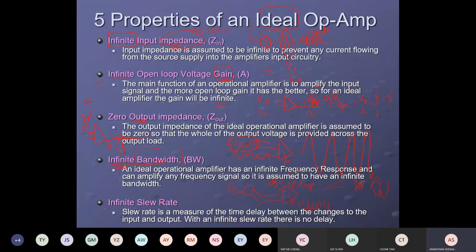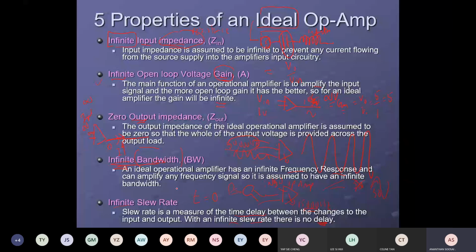Next, the fifth one is called infinite slew rate. What is infinite slew rate? Slew rate is a measure of time delay between the changes to the input and output. The time delay is called slew rate. Infinite slew rate means the time delay is 0. No time delay. With an infinite slew rate, there is no delay.